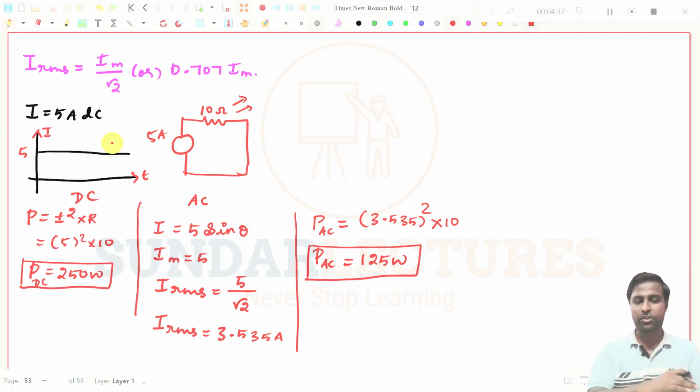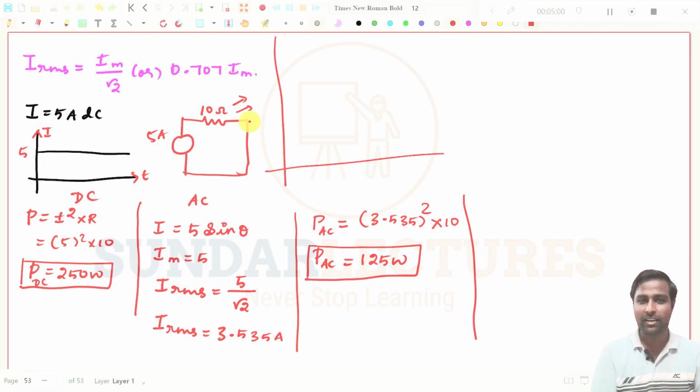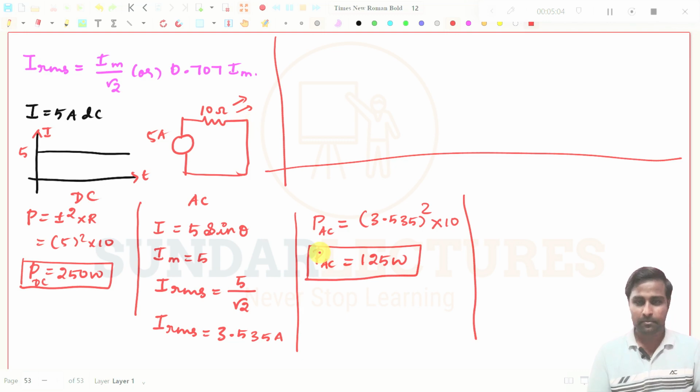My question: what is the value of current, the maximum value, if I want 250 watts of power to be dissipated in the resistor? Good question, right? You try to understand. I will write here. I will take some space here and try to explain things.